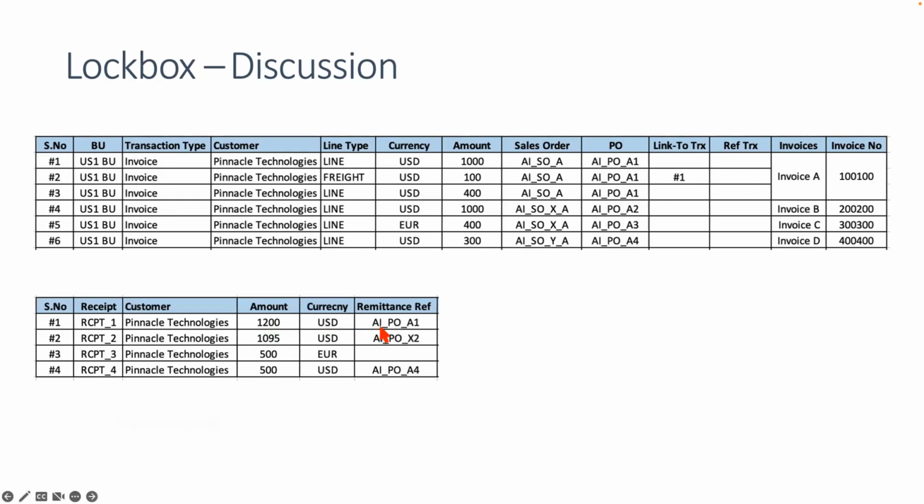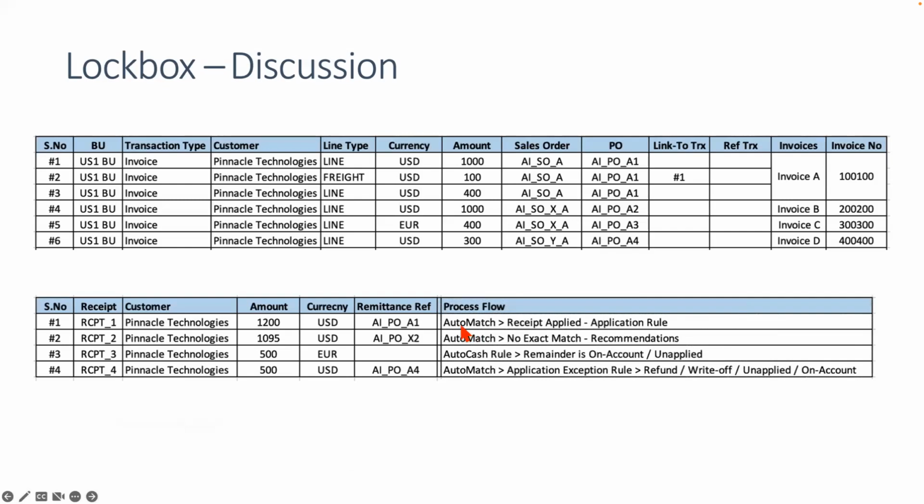1,200 for US dollar A1 P0 A1. So it will look at this remittance reference and say that this links to A1 P01 A1, and it will just match this to this using the transaction reference. But the amount is not the same, and then it would decide to match using the auto match, and then use the auto match rule set for this one using the application rule set.